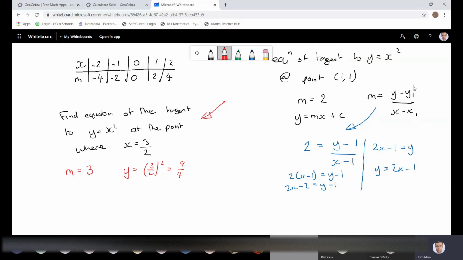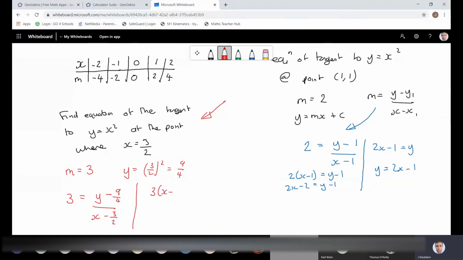Okay, so I'll pop that in, and we're going to say 3, which is our gradient, equals y minus 9 over 4 over x minus 3 over 2. Again, that y1 and x1, they're the points that we know are on this curve. I'm going to multiply by x minus 3 over 2, to give me 3 lots of x minus 3 over 2 equals y minus 9 over 4. Expand this bracket out, 3x minus 9 over 2 equals y minus 9 over 4.